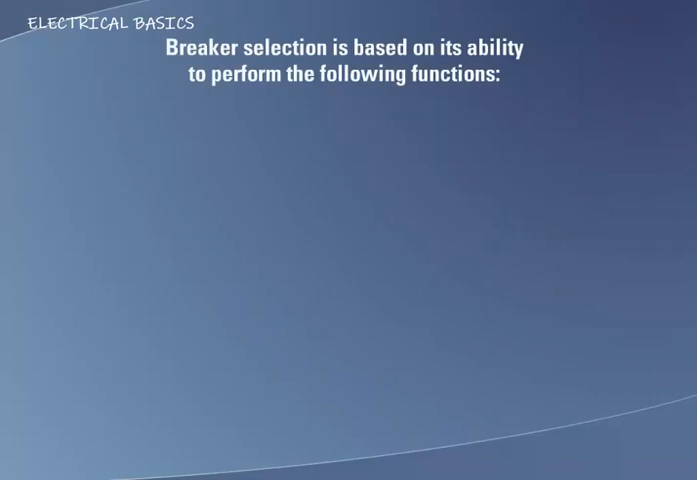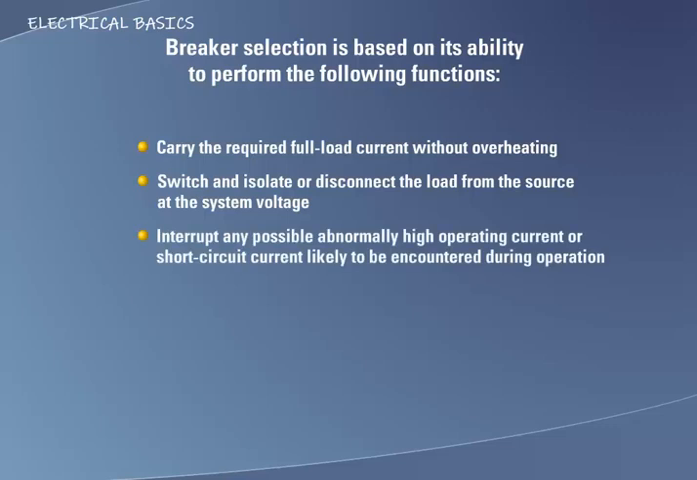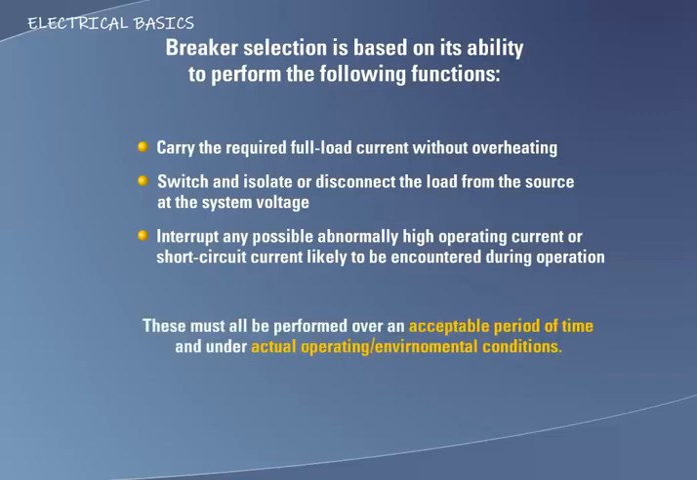Breaker selection. The selection of any circuit breaker is based on its ability to perform the following basic functions: carry the required full load current without overheating, switch and isolate or disconnect the load from the source at the system voltage, and interrupt any possible abnormally high operating current or short circuit current likely to be encountered during operation. These functions all must be performed over an acceptable period of time and under the actual operating and environmental conditions.